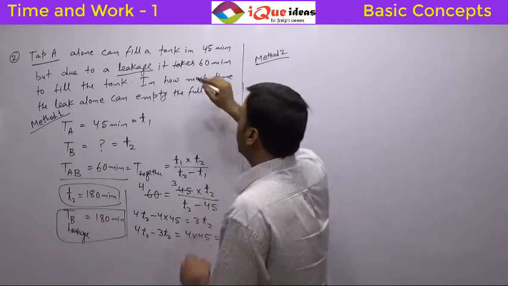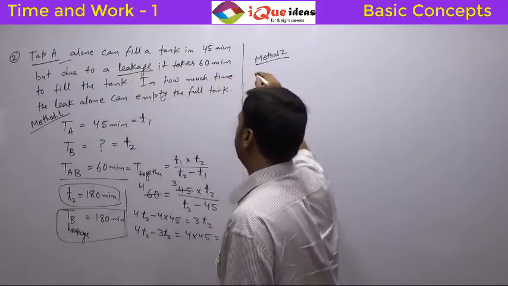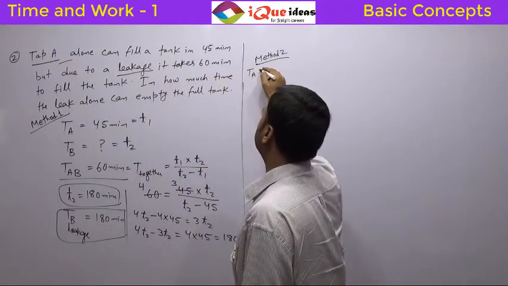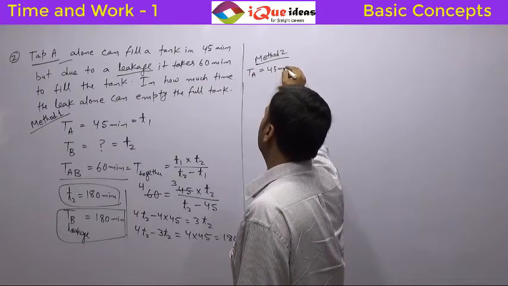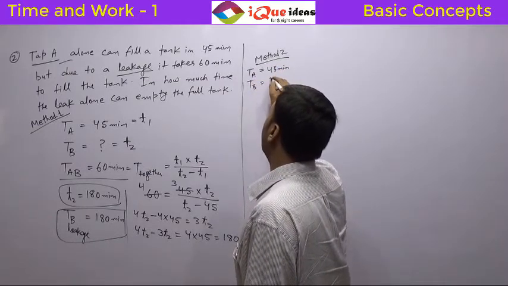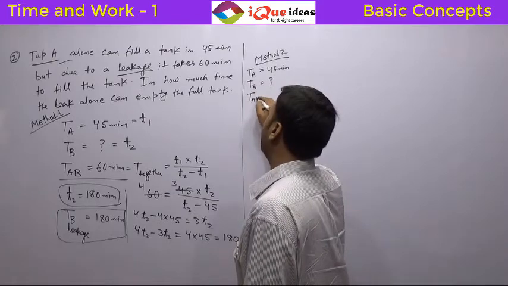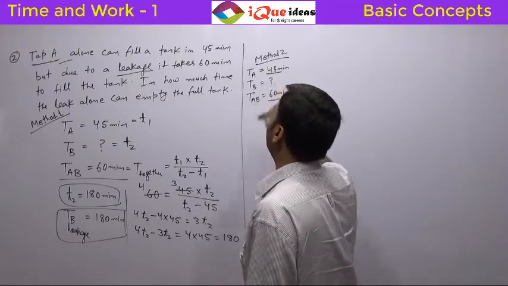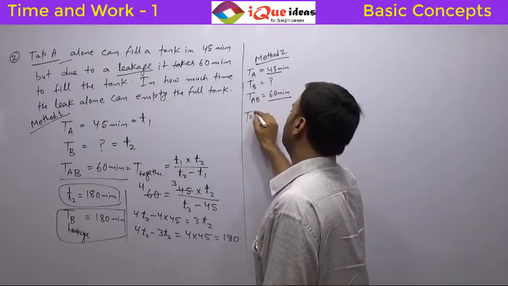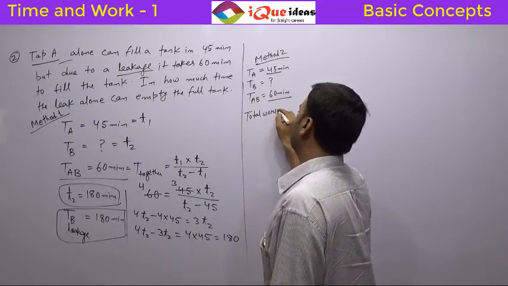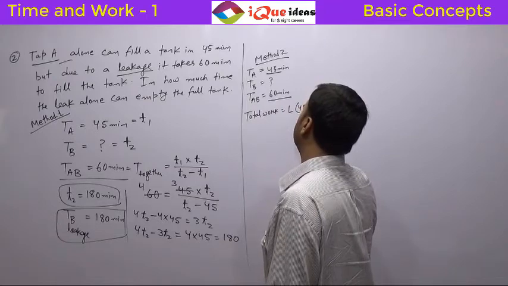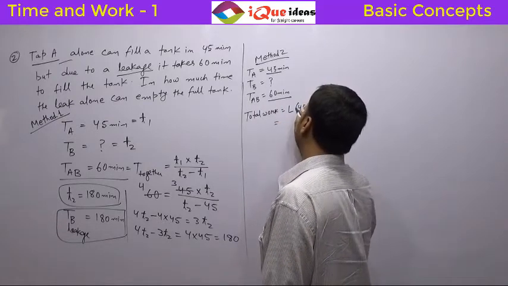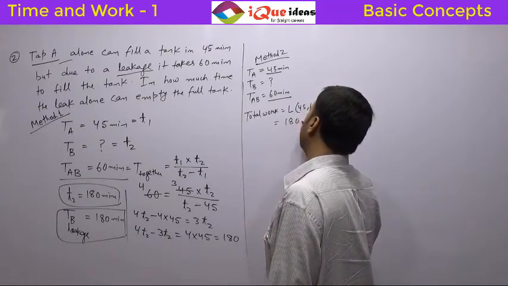Here, the time taken by the filler, again I'll write it here, time taken by A is given as 45 minutes. Time taken by B is not known, this is what we have to calculate, and time taken by A and B together is given as 60 minutes. So let's take the LCM of 60 and 45 for the total work. So in this case, the total work will be the LCM of 45 and 60, which will be 180 liters.